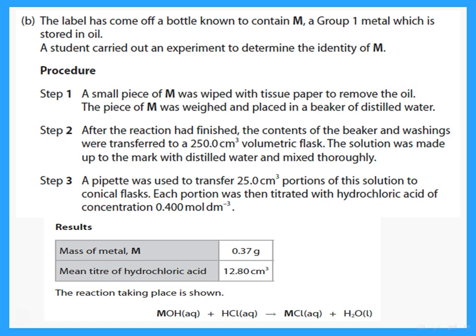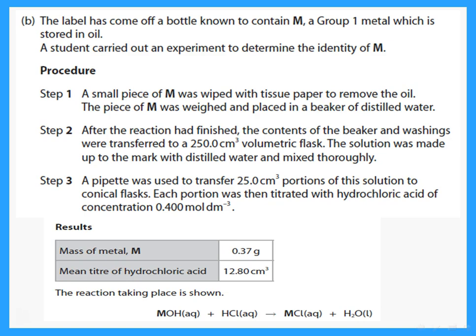The piece of M was weighed, placed in a beaker of distilled water. After the reaction has finished, the contents of the beaker and washings were transferred to a 250 centimeter cubed volumetric flask. The solution was made up to the mark with the distilled water and mixed thoroughly. A pipette was used to transfer 25 centimeter cubed portions of this solution to conical flasks. Each portion was then titrated with hydrochloric acid of concentration 0.4. Remember that when you put the M in water, it turns into M hydroxide, so that's a base, so he's titrating it with hydrochloric acid.